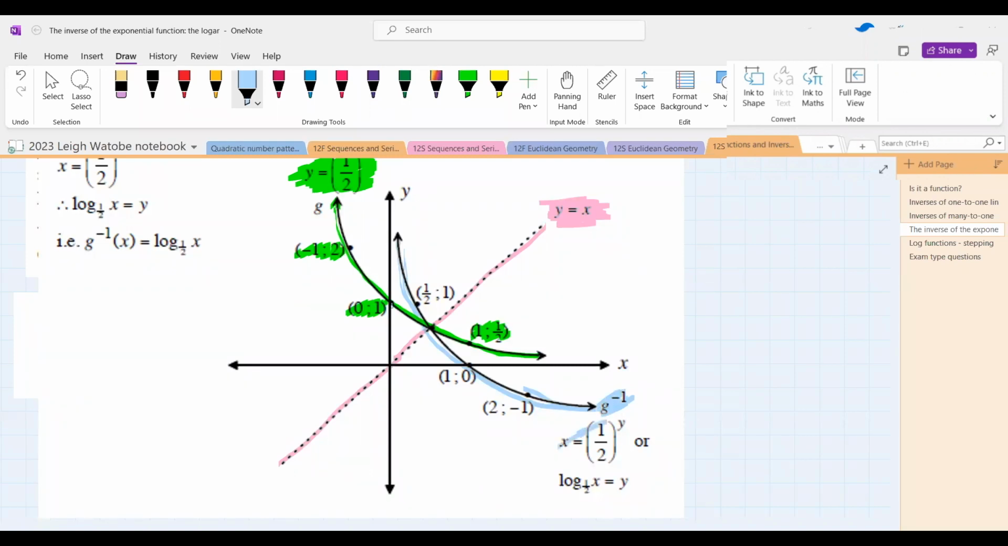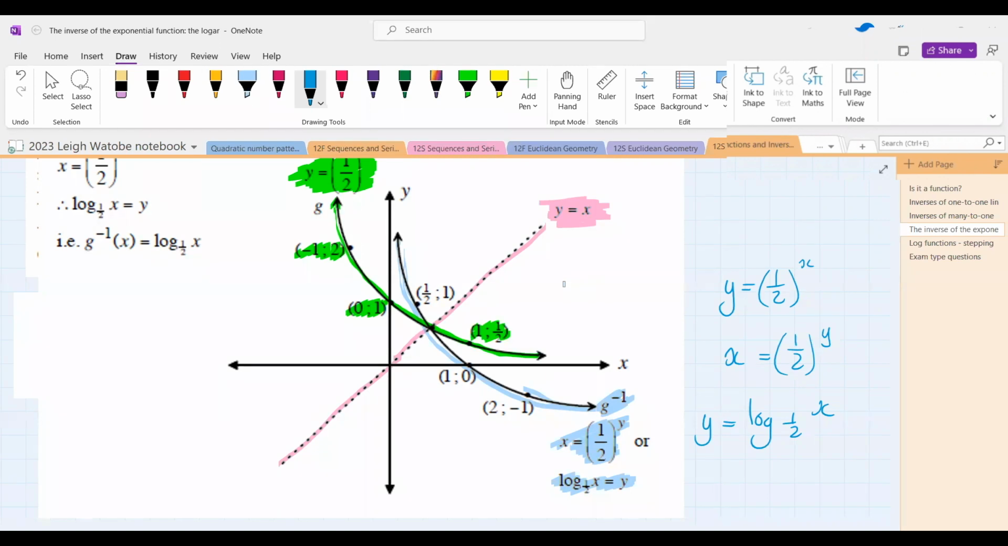What we've done here is switch x and y around, and then make y the subject of the formula. Let me just show you again how you would do that. If we are given originally y equals (1/2)^x, that's our exponential function. For our log function, we're going to switch x and y. Now we want to make y the subject of the formula using logs. So y is our exponent. Exponent equals log base number. So that's where y equals log base 1/2 of x comes from.